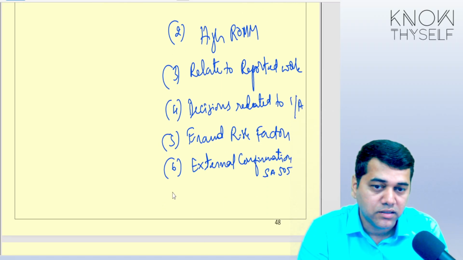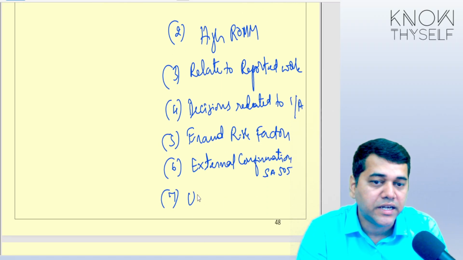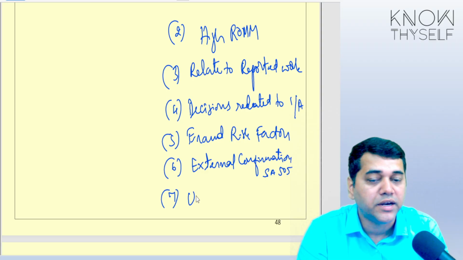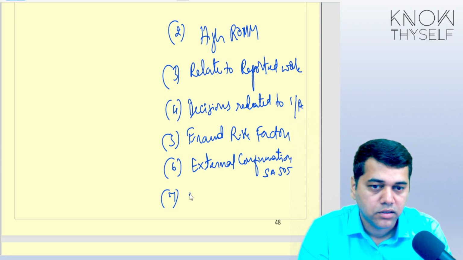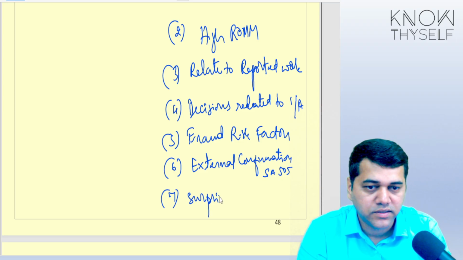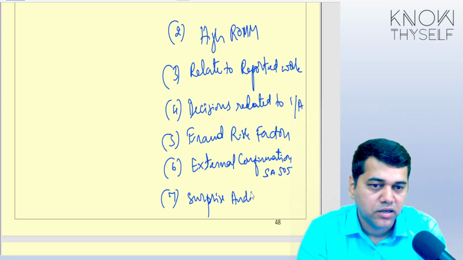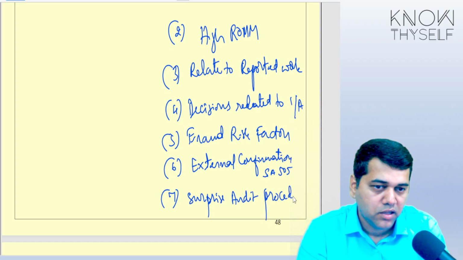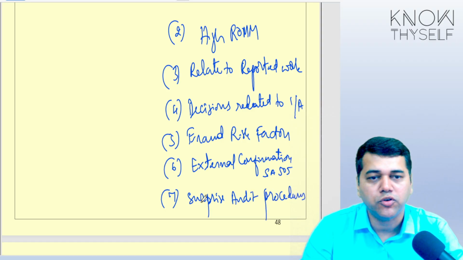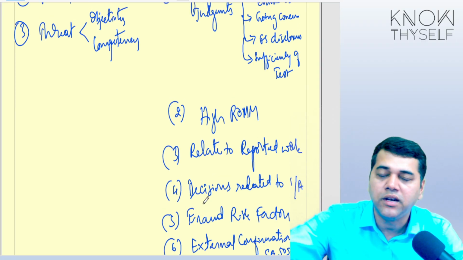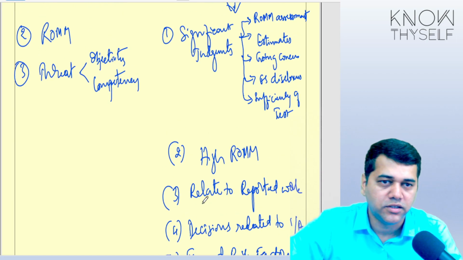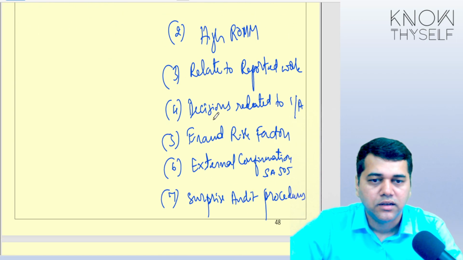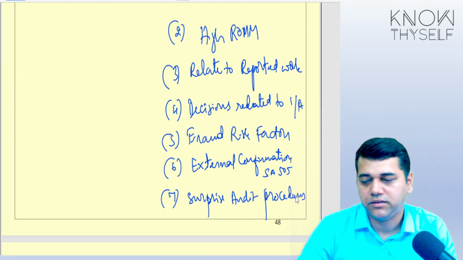And the last one, unpredictability. Okay, unpredictable, this thing is element of surprise. Surprise audit procedure. So what we have done in our mind map, we have included the content of our Q&A also. This is our content, and these three are the content of the Q&A. We have included that.